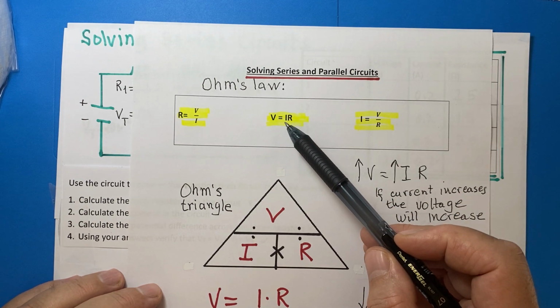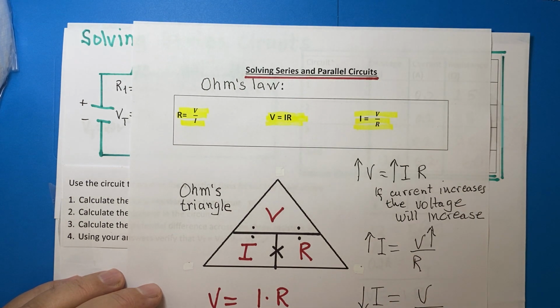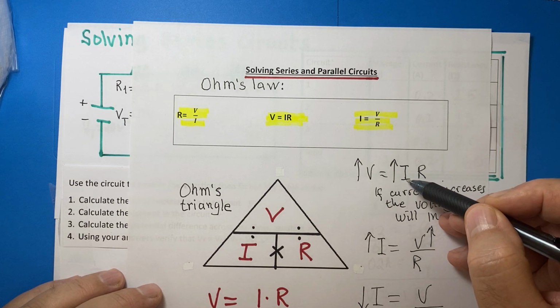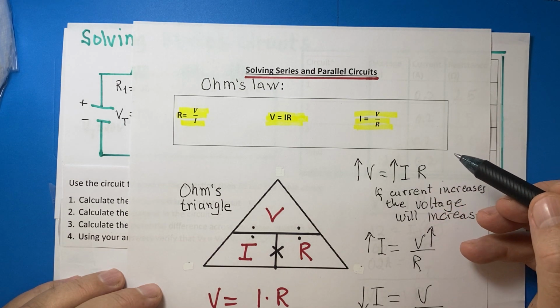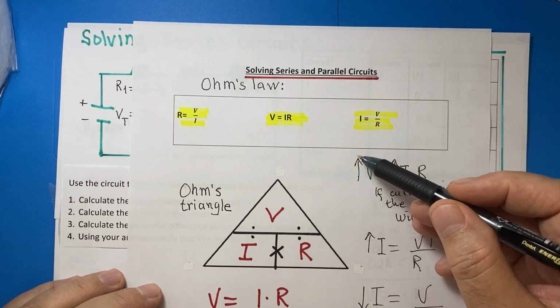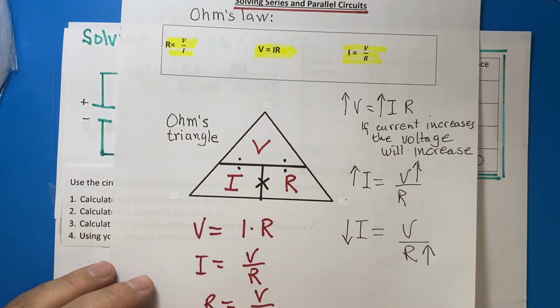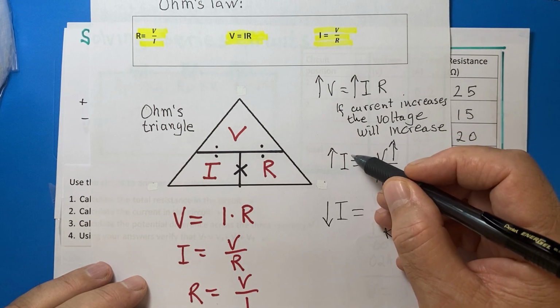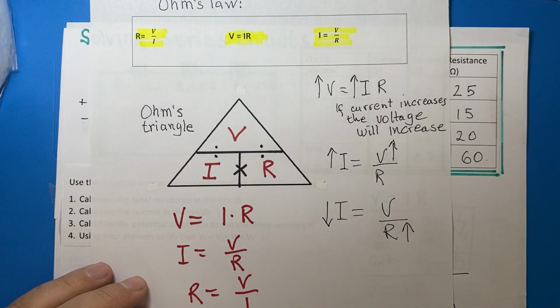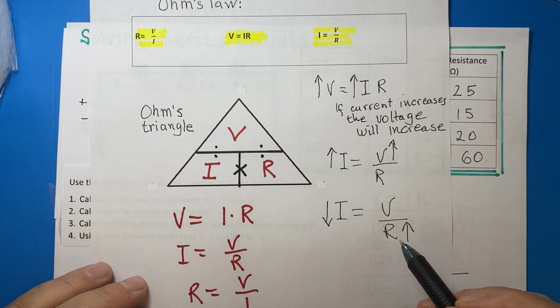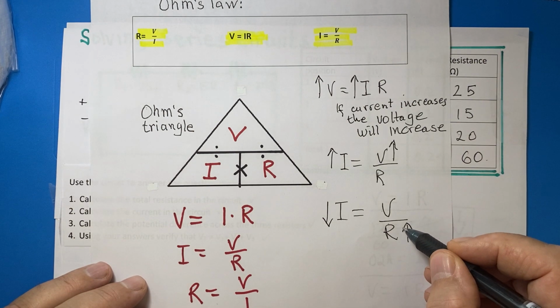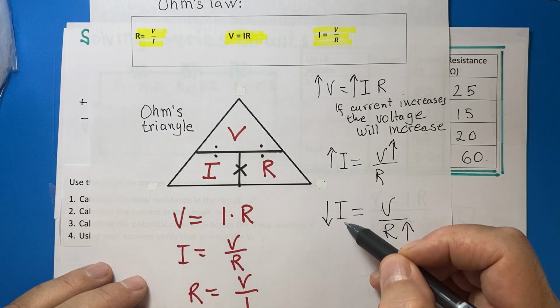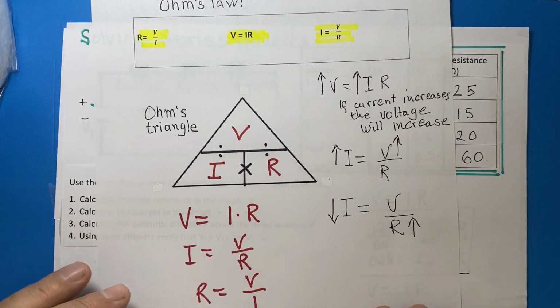Voltage and current are proportional to each other, which means if the current increases, then voltage will increase. If the voltage is increasing here, then current will increase. Current and resistance are related inversely, which means if resistance is increasing, then current will decrease.